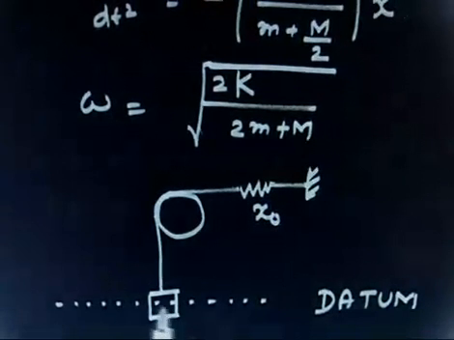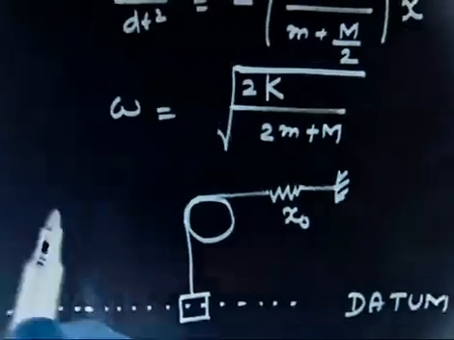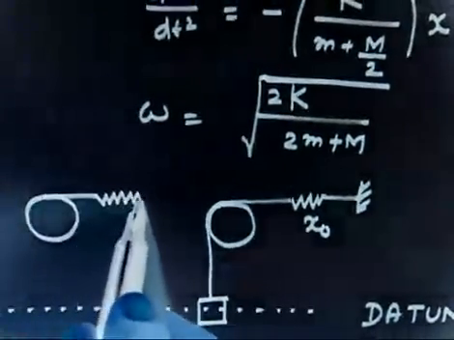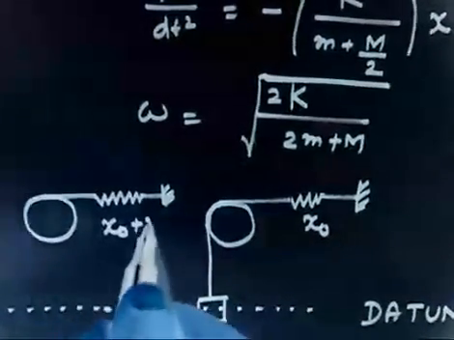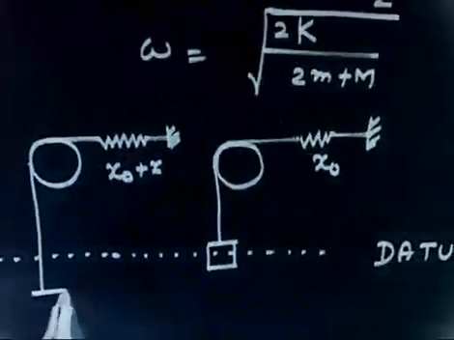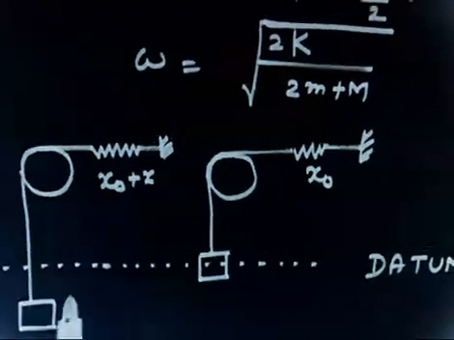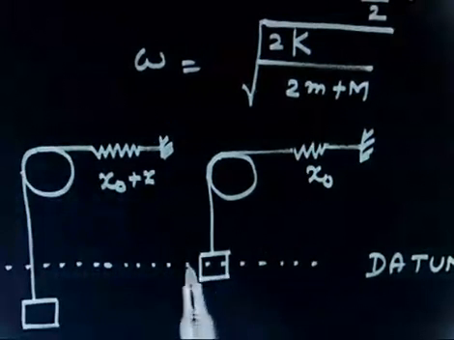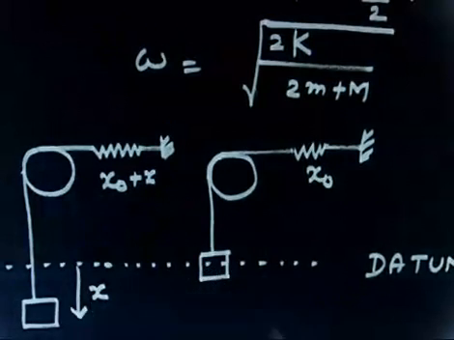So after the datum, if you displace the mass, in this case the spring is stretched by x naught plus x, and this mass will go down by x naught plus x. Are you getting or not? So if you displace by x from the equilibrium condition, this mass will go down by x, because x naught is already included here.